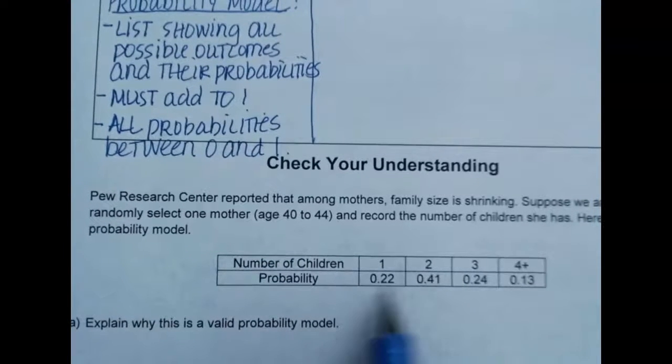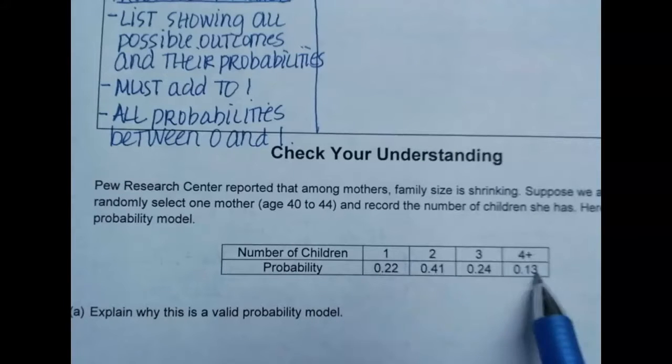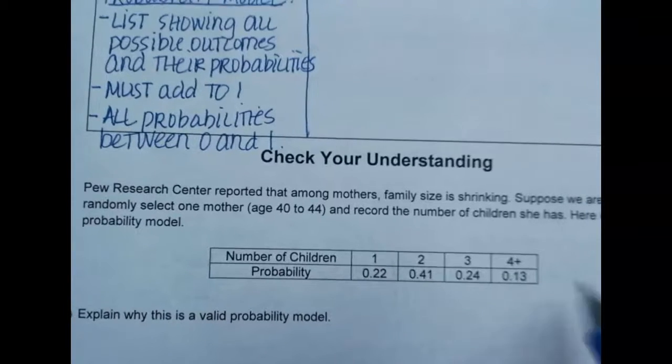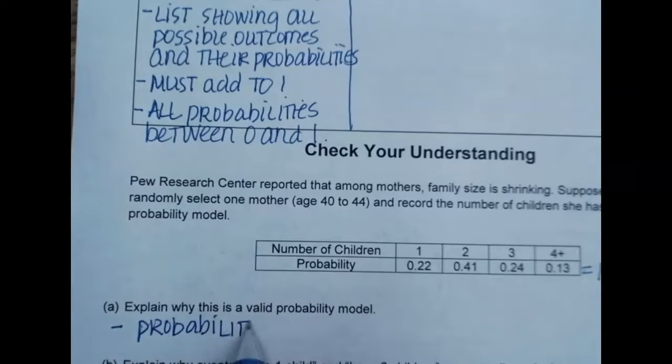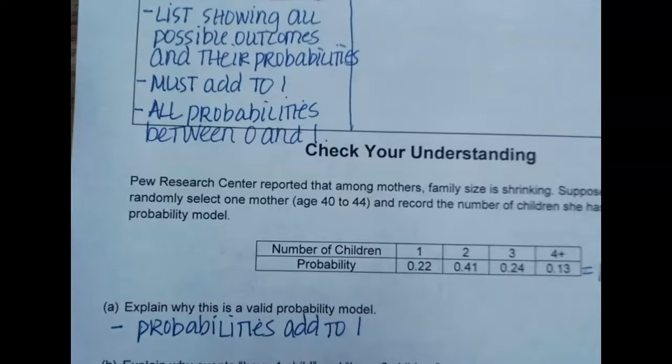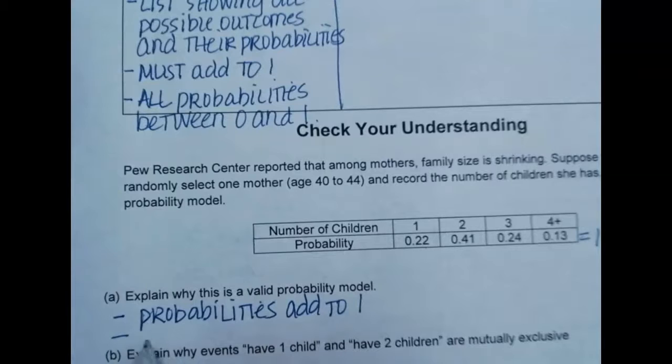So if we take a look in our Check Your Understanding, question 1 says, explain why this is a valid probability model. Here we have the outcomes possible and their probabilities. When you add up these probabilities, they equal 1. So the one thing we'll say is the probabilities add to 1. And then the other thing, when I look at them, all of these are between 0 and 1. So we'll mention that too. That makes it valid.